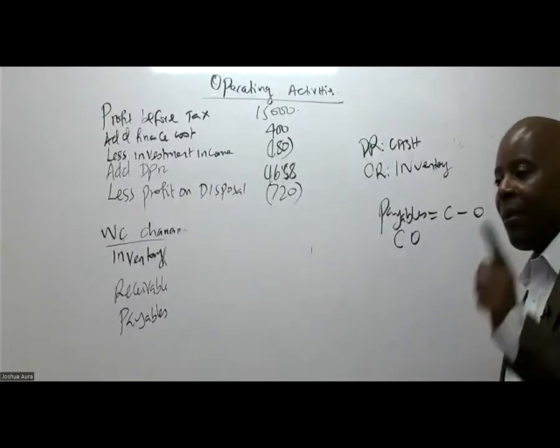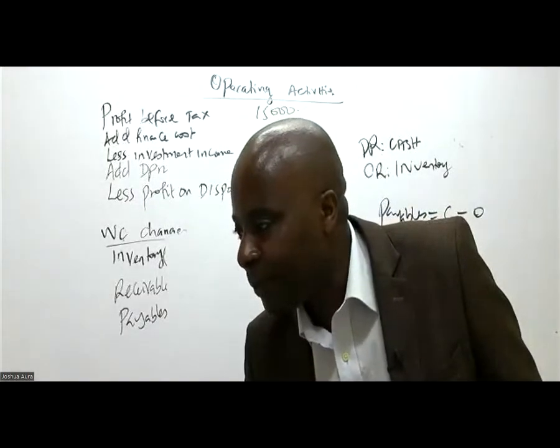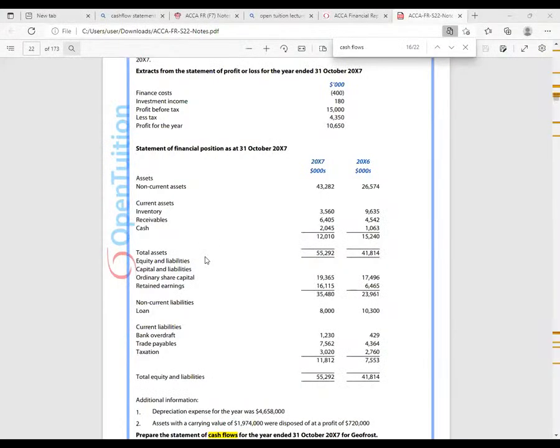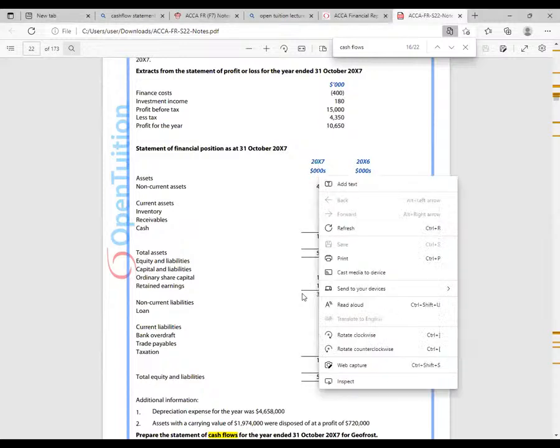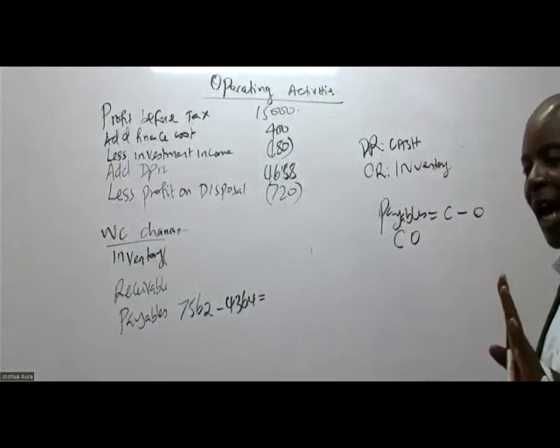Could you kindly go to the payables and give me the closing amount? Remember, the closing will be for the current year. The closing amount for payables is 75.62. So it is 75.62 minus the opening, which is 43.64. When we subtract, what figure are we getting here? We are getting 31.98, and it's positive, isn't it?